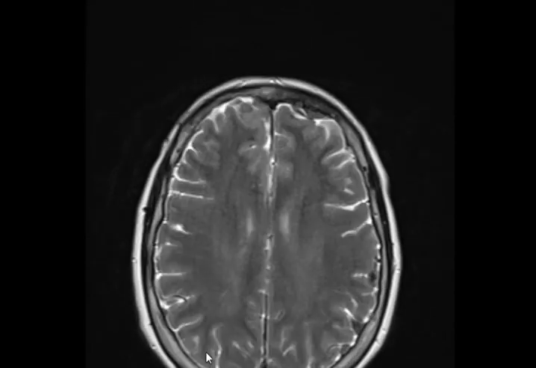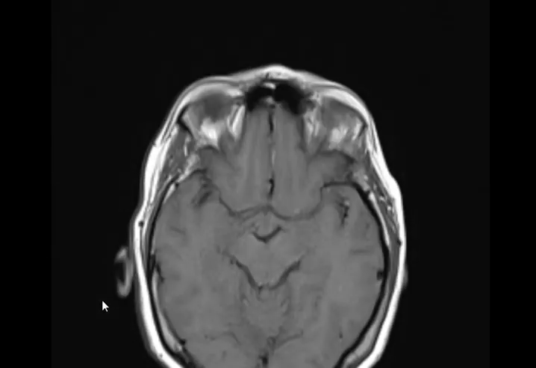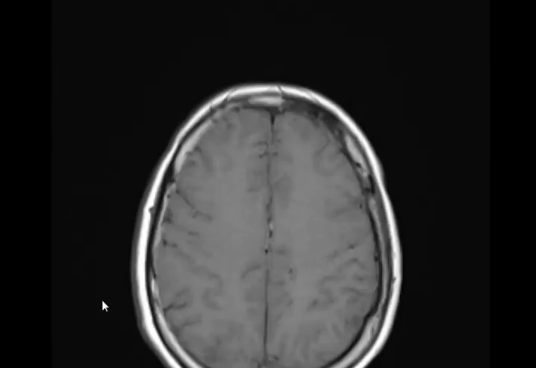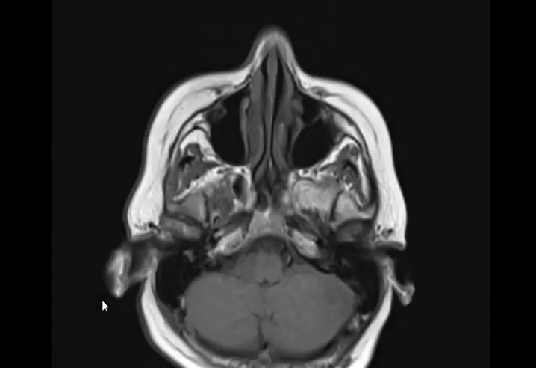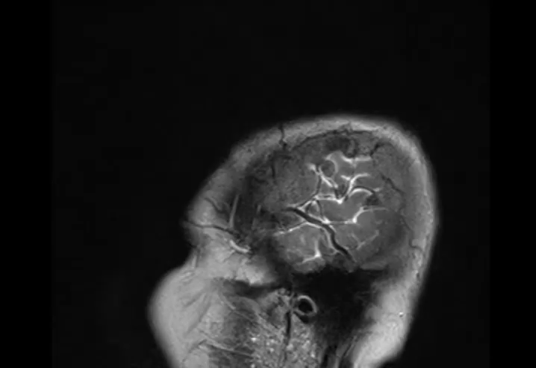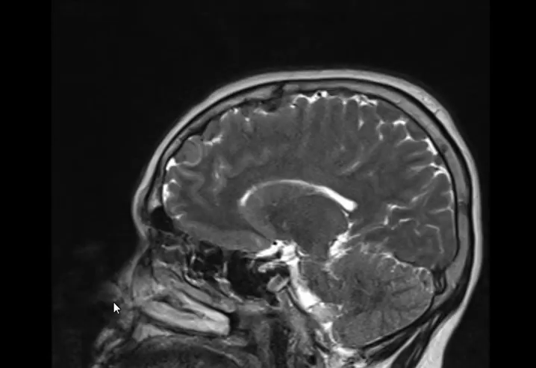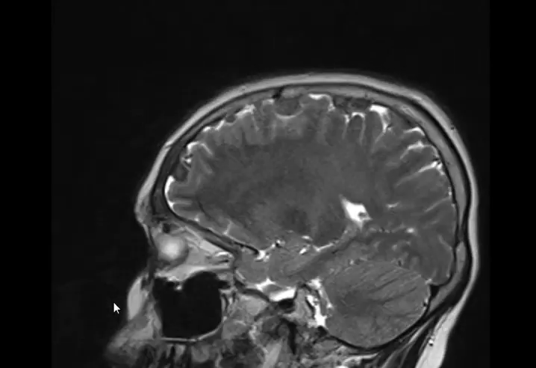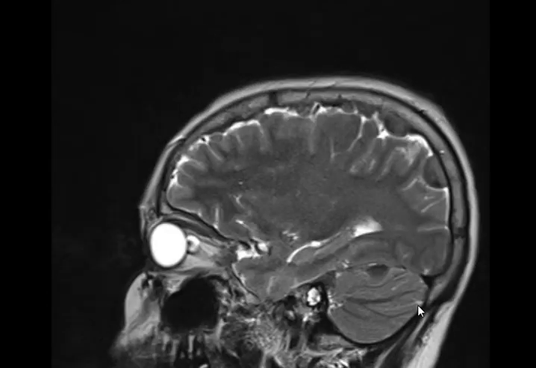Now what do we do next? The same on T1. What does it look like with T1? Almost iso. And after that, T1 plus contrast. This is T2 sagittal, showing the same findings, almost the same findings, nothing new.